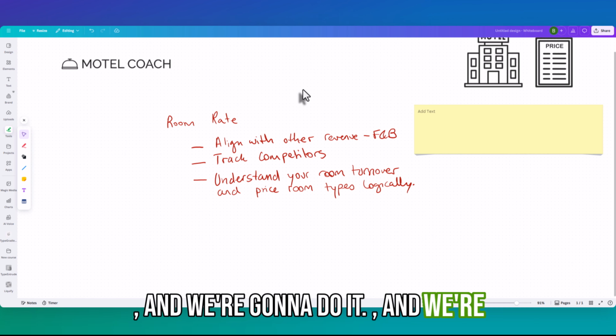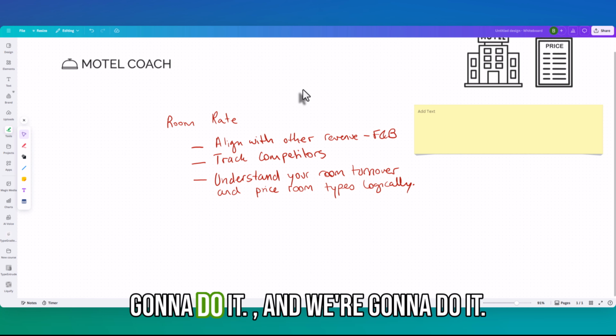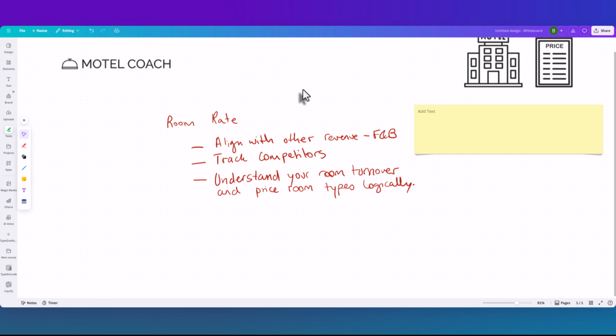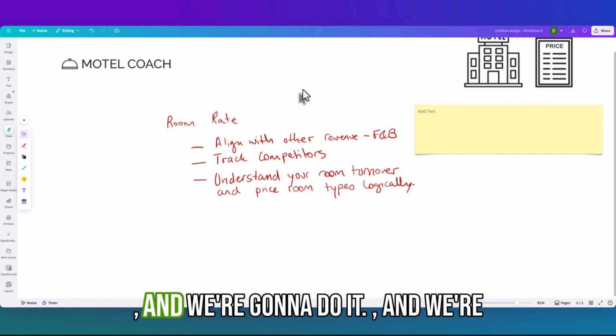And the last point is know your margin for every room type. What I mean by that is you've got your top line revenue for a room. After you take off the costs to get that room back into service, what is the profitability level for each room type?